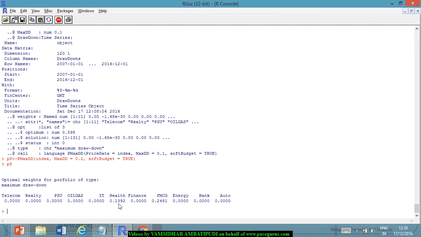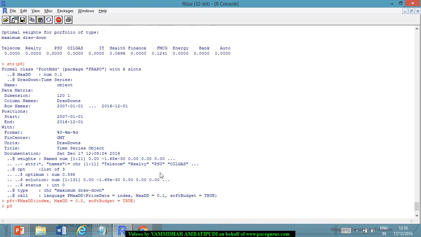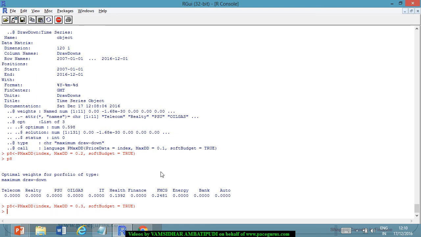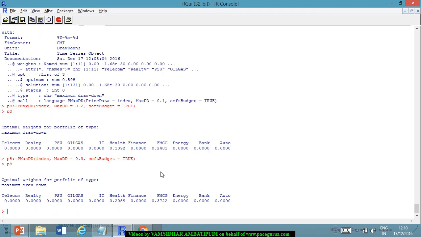It says 13% you invest in healthcare and 24% in FMCG. So that's the kind of suggestion which is more like a double of the existing itself, 13 and 24. But now if I increase the same to 30% in case of maximum drawdown, it is working out again on the same, 20 and 37 are the increases that are coming out.